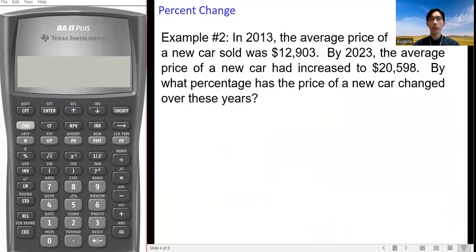In 2013, the average price of a new car sold was $12,903. By the year 2023, the average price of a new car had increased to $20,598. By what percentage has the price of a new car changed over these years?